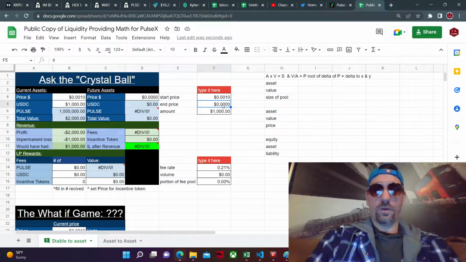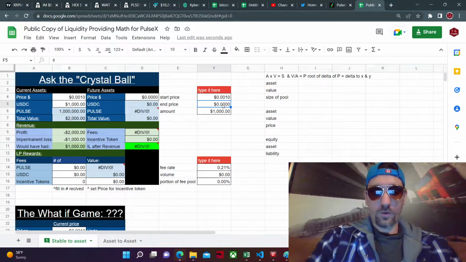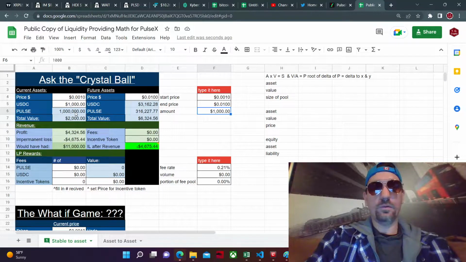So what do you want to see? You want to see what if it goes to the exact same value so we can explain that? No, that's boring. You guys want to see some action. What if this takes off and does a 10x to 1 cent? All right, let's have a look at that. So what happens to the pair? Well, you start DCAing out. You're selling off your Pulse for USDC.